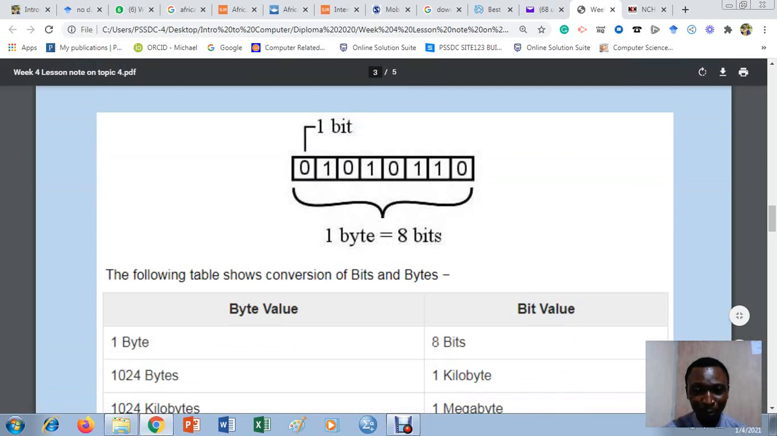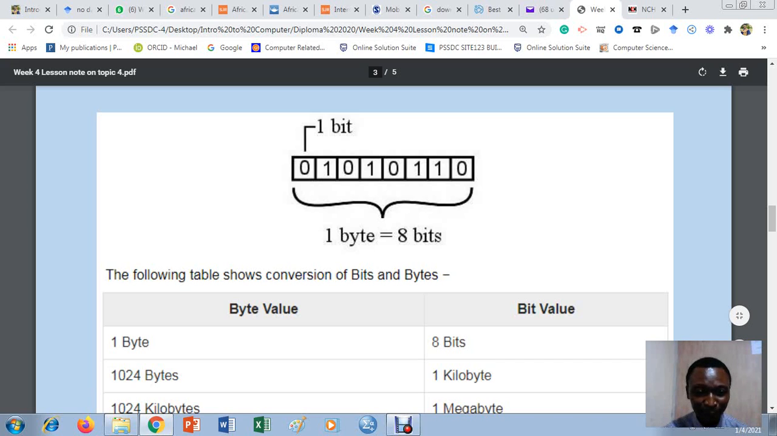This is 1 bit, 1 bit, 1 bit, 1 bit, 1 bit, 1 bit, 1 bit, and 1 bit. If you calculate all of them, they are 8 in number. And that 8 bits is equal to 1 byte. So if we ask you, what do you understand by 1 byte? 1 byte is equal to 8 bits. You have 8 digits. That's what it means.